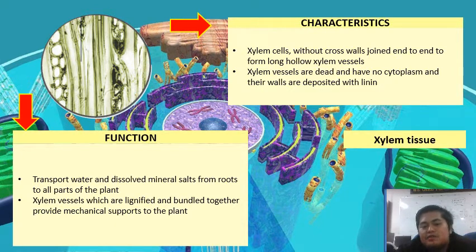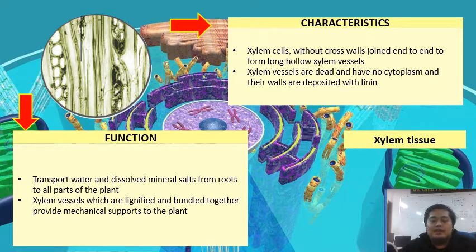So the xylem vessel also have lignified and bundled together to provide mechanical support to the plant. Macam mana dia boleh bagi mechanical support? Since dia angkut air. So bila dia angkut air, ingat tak tadi kita cerita? So air akan masuk kat dalam dia punya vacuole. Bila dia masuk kat vacuole, dia akan jadi apa? Dia akan jadi segah. It will become turgid. So bila dia jadi turgid, dia akan menolak dinding-dinding sel tu ke tepi. So dengan kata lain, dia boleh membenarkan pokok tu untuk berdiri.